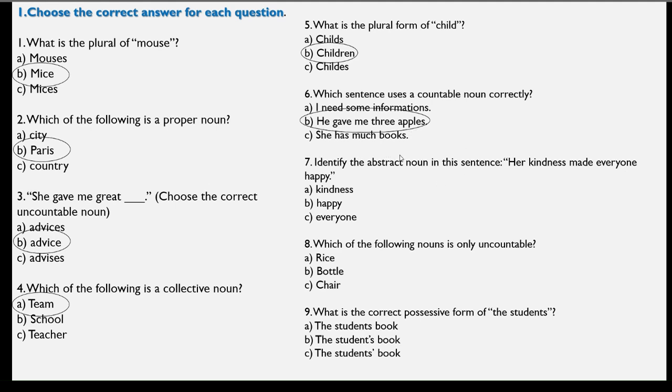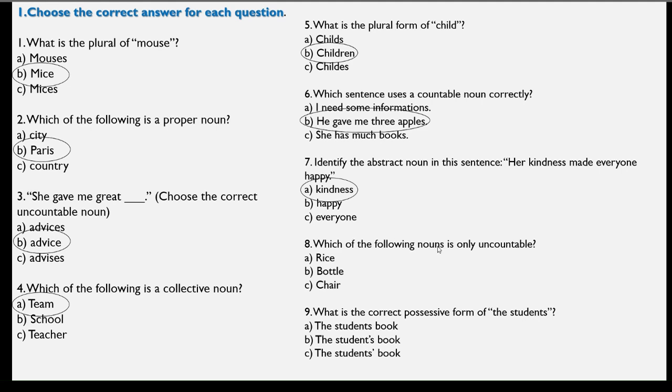Identify the abstract noun in the sentence. Her kindness made everyone happy. Okay, here we have kindness and happy as abstract nouns. But in this sentence, the main noun is her kindness. So the right answer is kindness.